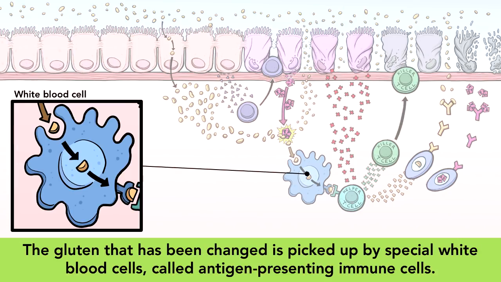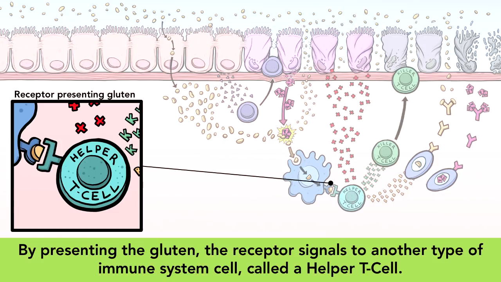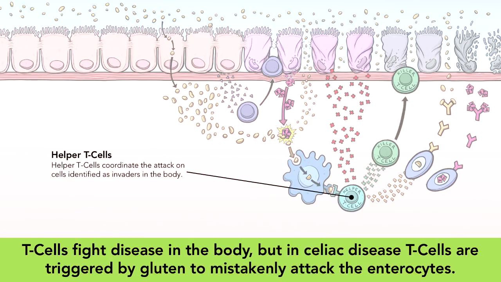The gluten that has been changed is picked up by special white blood cells called antigen-presenting immune cells. These white blood cells present the gluten using a receptor on the surface of the white blood cells. By presenting the gluten, the receptor signals to another type of immune system cell called a helper T cell. T cells fight disease in the body, but in celiac disease, T cells are triggered by gluten to mistakenly attack the enterocytes. Helper T cells coordinate the attack on cells identified as invaders in the body.